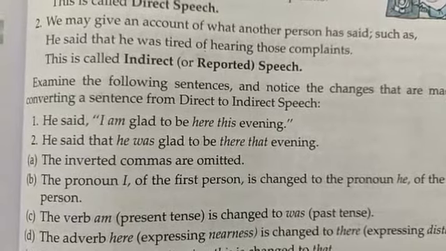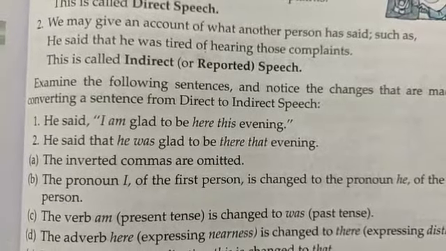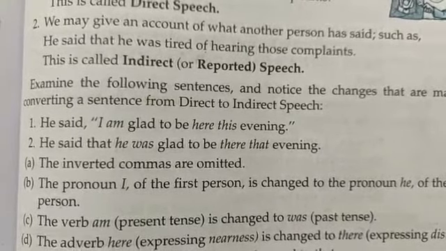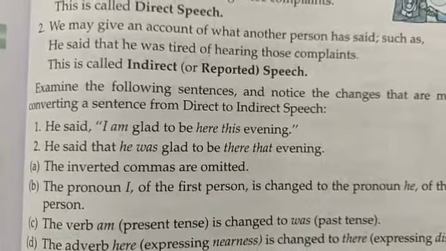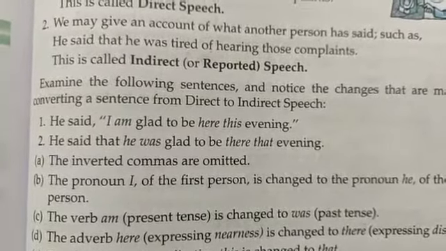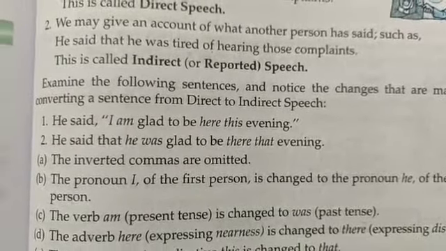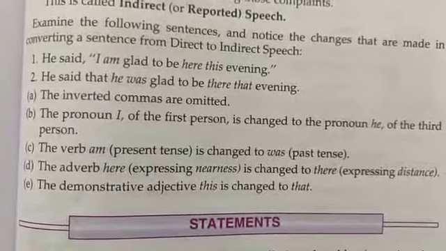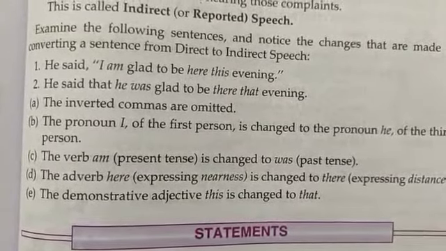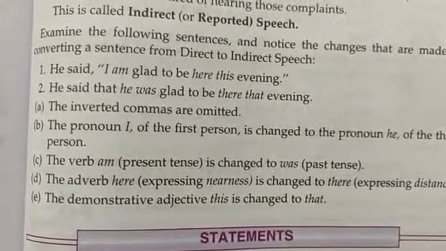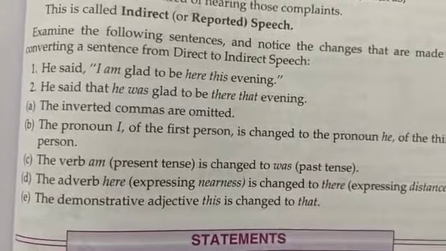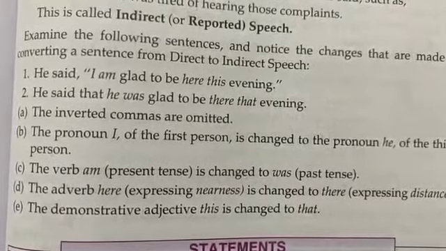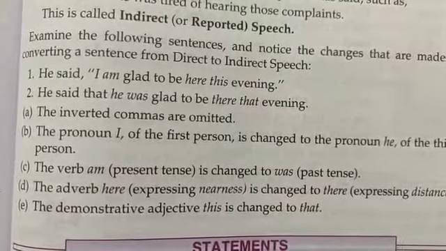Now "I am," which is in italics in the first reported direct speech, is changed to "he was glad to be there that evening." Here this will become there that evening. Now notice, first thing that you need to observe over here is the inverted commas are omitted, meaning to say inverted commas have not been used in reported speech. The pronoun I of the first person is changed to the pronoun he of the third person. So this is the second rule.